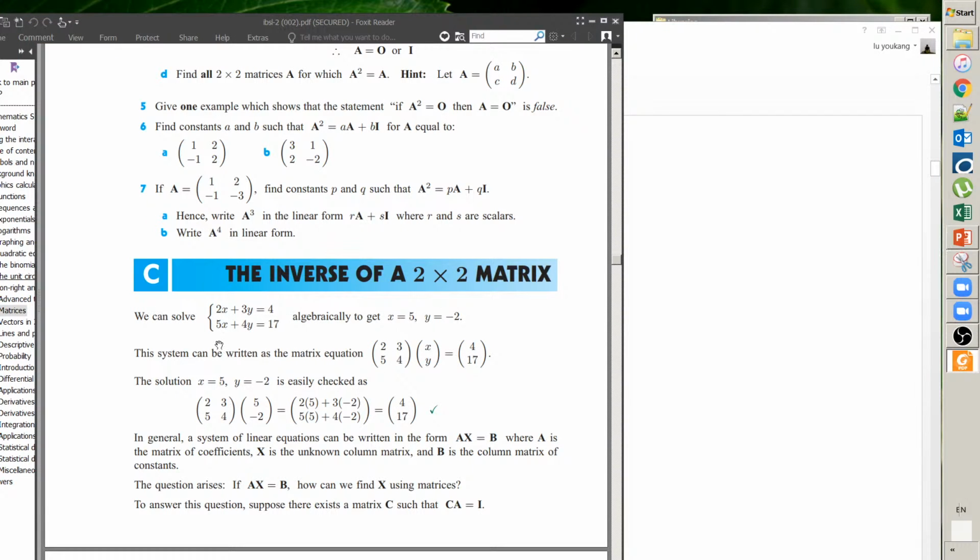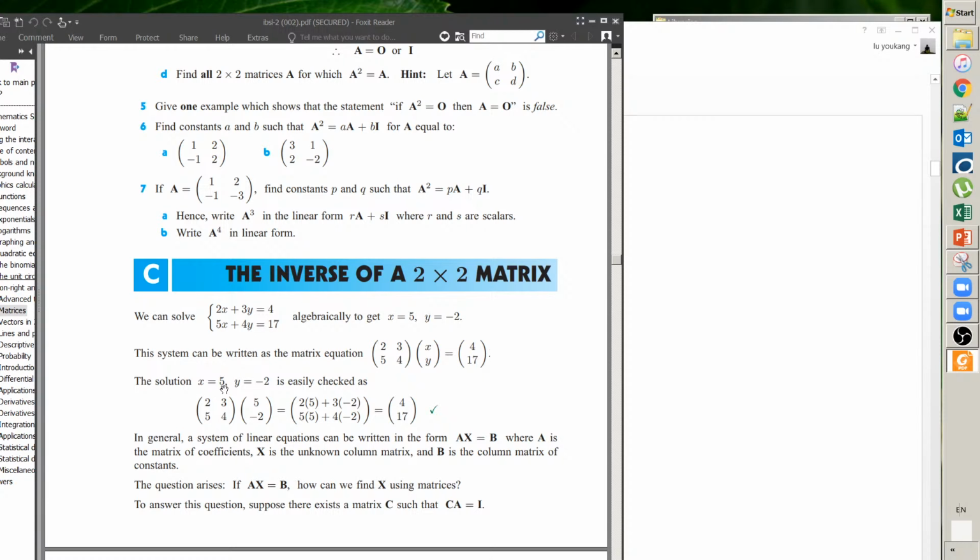First thing first, you see we can solve this algebraically to get x equals 5 and y equals minus 2. Over here it is either by substitution, elimination, or graphical. This system can be written as the matrix equation. Can you see this is a matrix equation? This is your left hand side, and this is your right hand side.